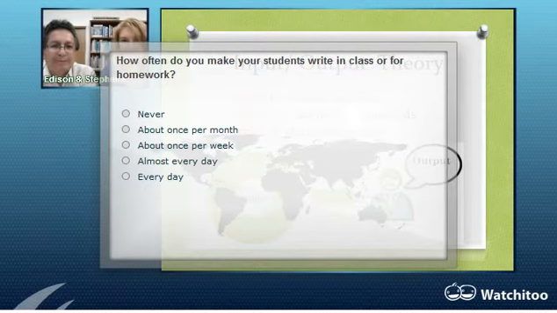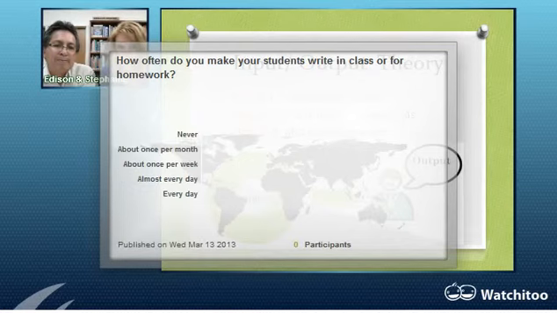The thing is, nobody said never. So everybody does a little bit of writing. It looks like most people are saying once a week or almost every day. But what kind of things do you assign as writing? Well, we'll be getting into that later. I just wanted to start with an idea of how often people write. So it looks like every week or multiple times a week, not quite every day.